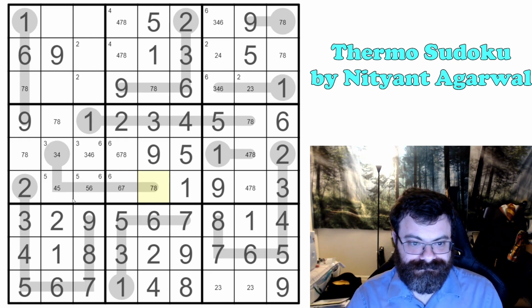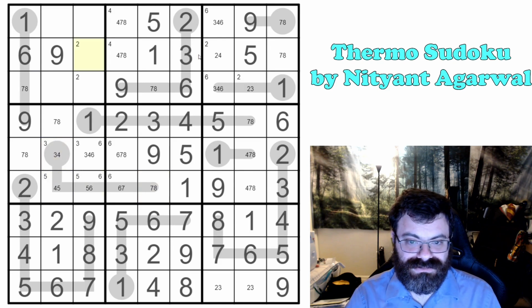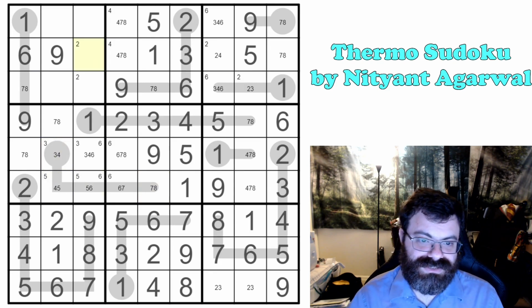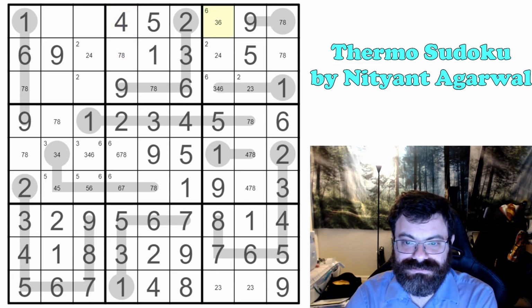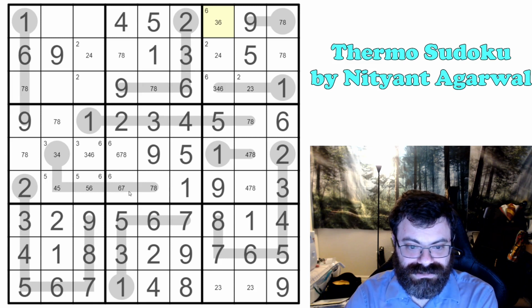I think this is a 2 or a 4. C is 1, 3, 5, 6, 7, 8, 9. So that's a 2, 4 pair. So this is not 4. So this is the 4. Still not enough. Okay, what else can we do?